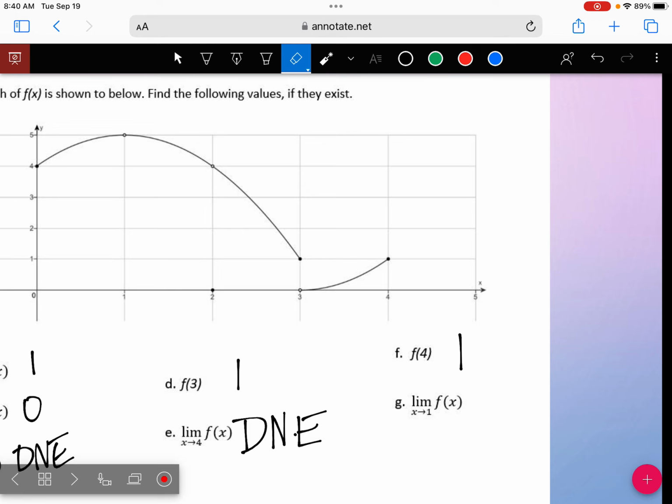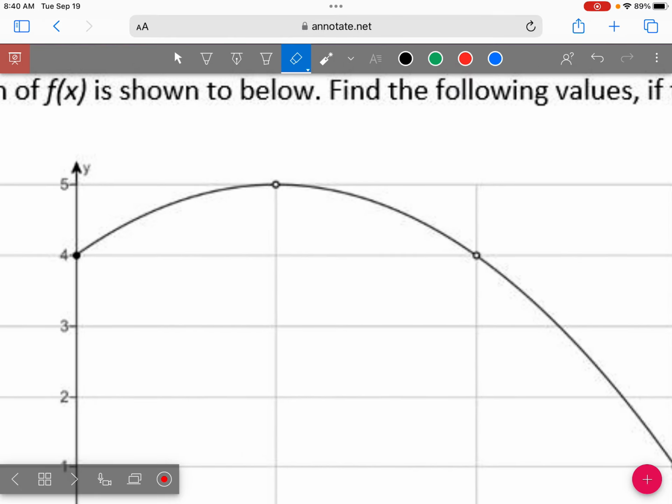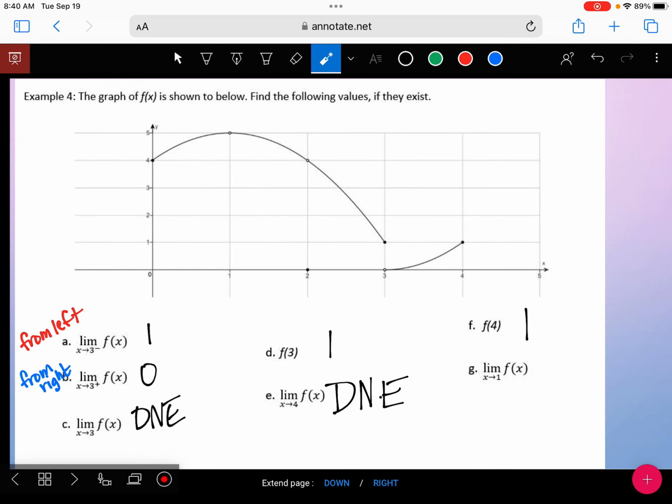Okay, and then 1 at 1. What kind of discontinuity do we have there? It's a removable, and removables have a limit. Even though this is an open circle, the limit is 5. Removables always have a limit. So the answer would be 5.